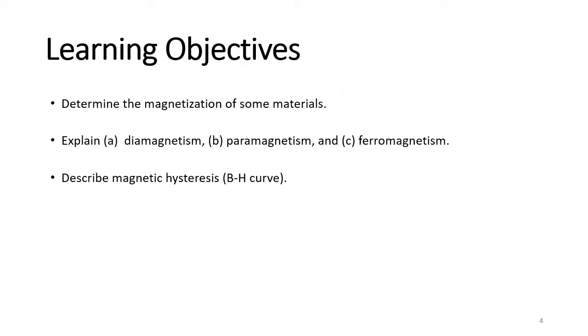So at the end of this chapter, you should be able to determine the magnetization of some materials, explain diamagnetism, paramagnetism, and ferromagnetism, and finally you should be able to describe magnetic hysteresis, or we call it the BH curve.